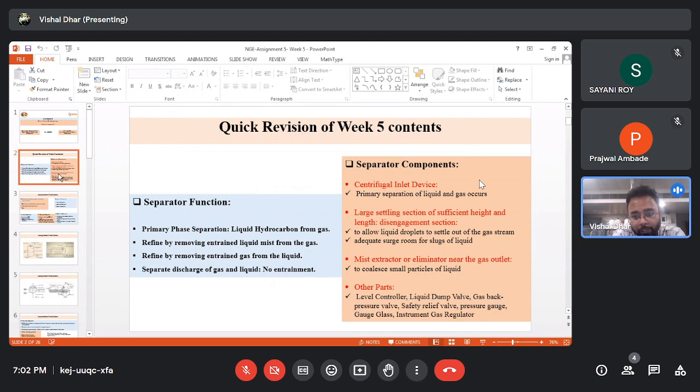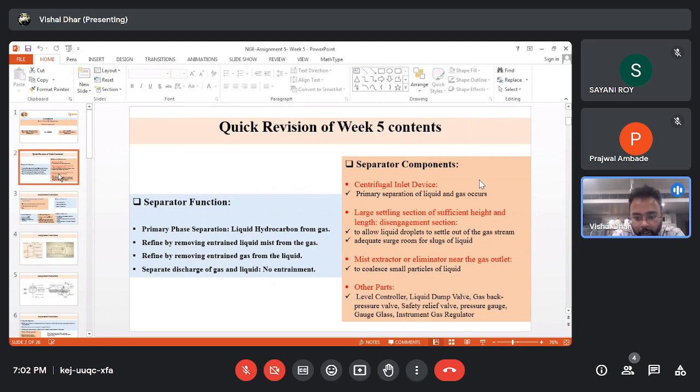The main components of a separator are the centrifugal inlet device. This is the primary separation; it gives primary separation of liquid and gas. Next is a large settling section of sufficient height and length. It is also called the disengagement section, to allow liquid droplets to settle out of the gas stream and to adequately absorb surges of liquid slugs. Next is the mist extractor or eliminator near the gas outlet to coalesce small particles of liquid.